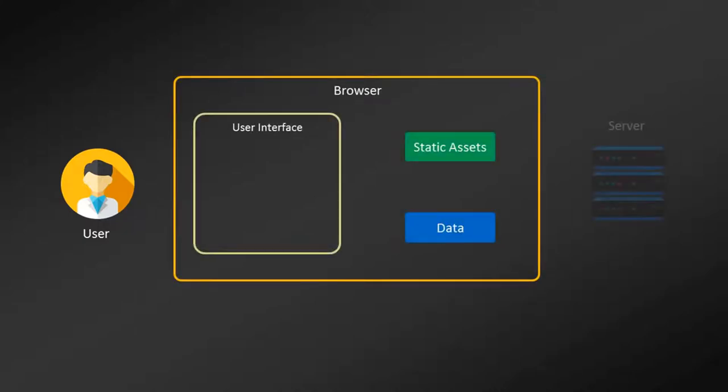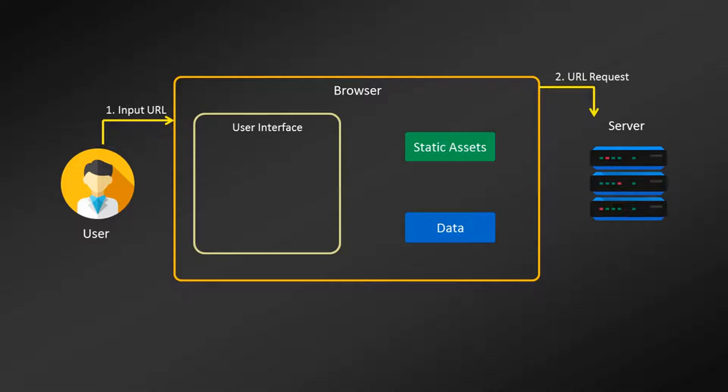So let's say you are a user using a single-page application. The first thing you would do is request a new URL, right? So this is your browser window and this is a server. When you request a new URL, the browser sends the URL request to the server right here, right? Just after that, the server responds to the request with static assets such as HTML, CSS and JavaScript. This response has only a skeleton of the web page.